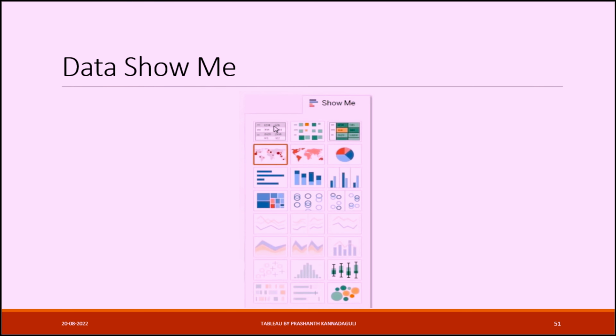Then the next one is Show Me. We have already discussed this once. What Show Me does is, you select some parameters, dimensions and measures. When you select them, it tells you the possible options you have, what you can plot for the selected dimensions and measures. You can see various plot options are available here. Out of them you can choose.